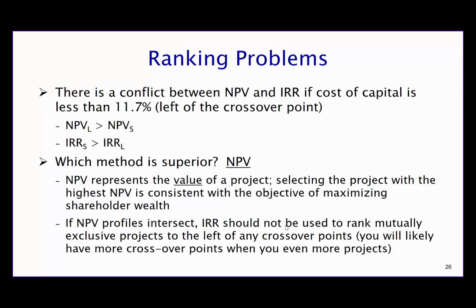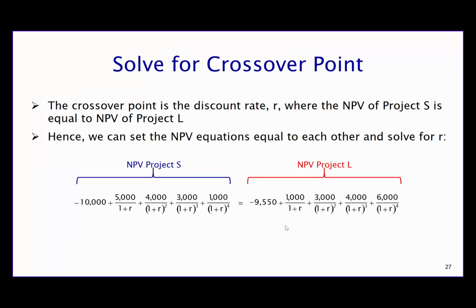So that's what I've done here. I've written the equation for the NPV for S as a function of r, the NPV for project L as a function of r, set them equal to each other, and you would solve that for r, and it's a mess. It's a trial and error iterative solution. If you work through that, you get 11.7%. Now, I'm going to show you a shortcut, but I'm going to show you where the shortcut comes from.